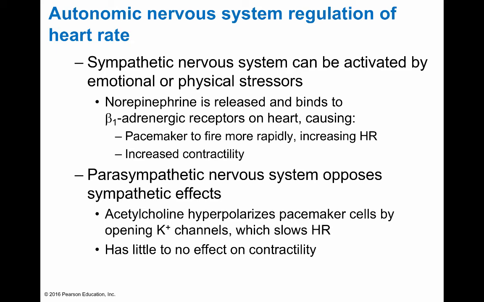Now, the parasympathetic nervous system opposes this effect. So if you have acetylcholine, this is going to hyperpolarize pacemaker cells by opening calcium or potassium channels, allowing it to slow heart rate. This has little to no effect on contractility. So autonomic nervous system regulation of heart rate is there as well. But as you can see, it's not starting or stopping it. It's just regulating if it's faster or slower.